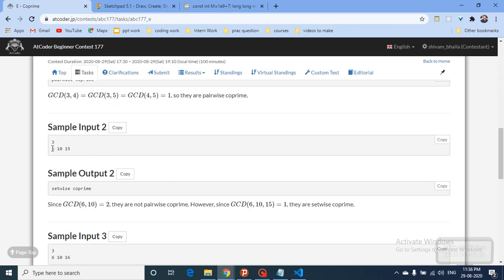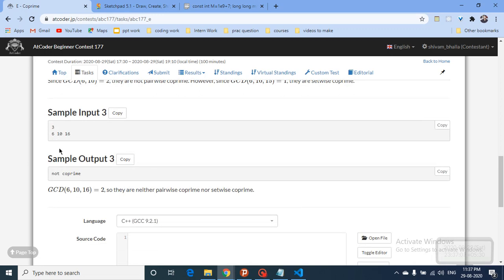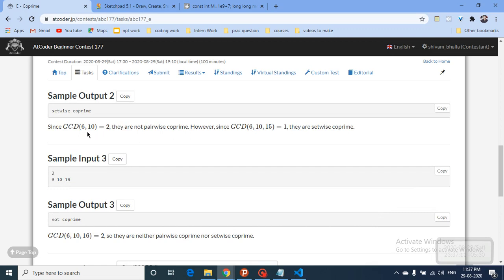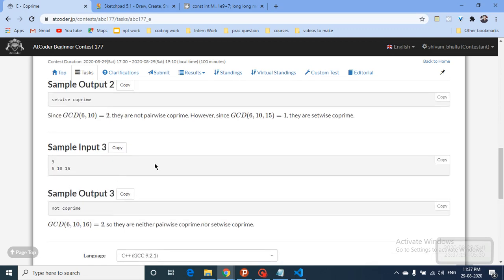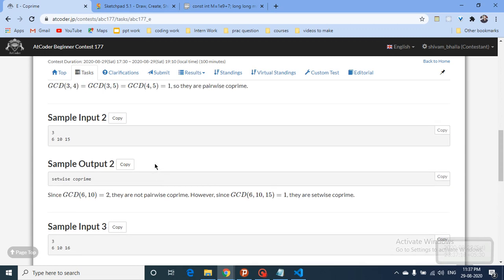But as you can see, if you take the GCD of all the three numbers it is equal to 1, so they are setwise coprime. And in the last one, they are not setwise coprime, because if you take the GCD of all these numbers it is not equal to 1, and also the GCD of every pair is not equal to 1, so they are not coprime. So that's the question itself.